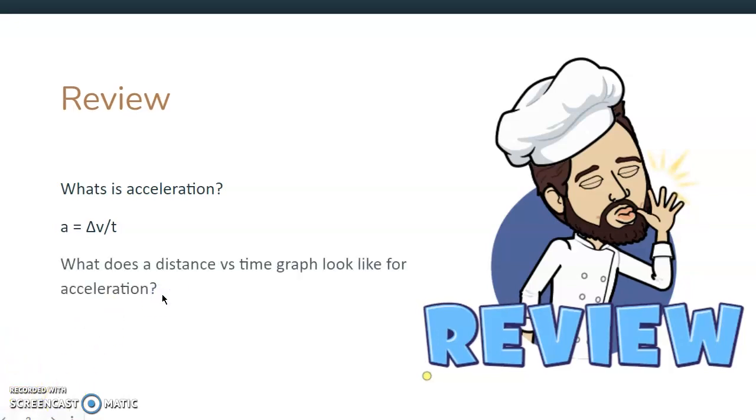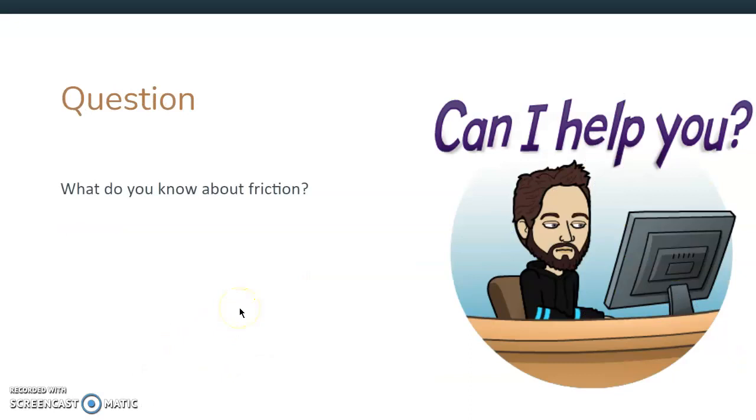Our next question here is, what does a distance versus time graph look like for acceleration? So we were practicing these during our Zoom call on Monday, what our distance versus time looks like now with acceleration. And we said that if something is accelerating, if something is getting faster and faster and faster, we have a little curve up. If something's decelerating, we have this curve, but going flatter like this. So just some good review to get us thinking about friction today.